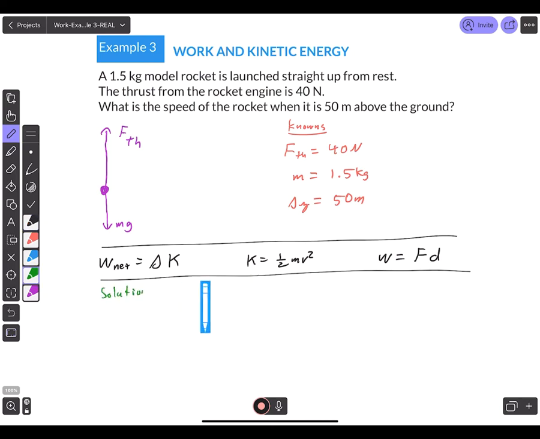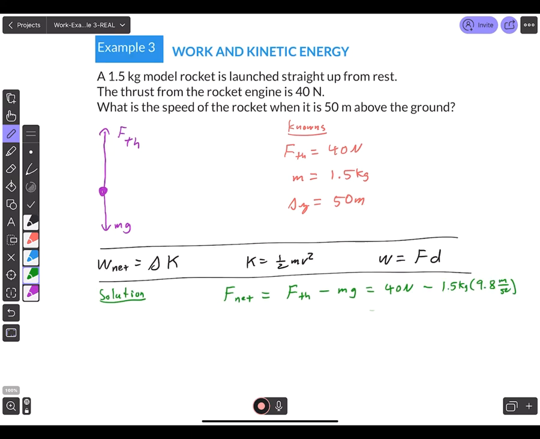So our solution is, let's start by first calculating the net force. The net force is going to be the sum of the two forces on it, right? So we're going to have the force of the thrust upwards minus the force of gravity downwards. And so the force upwards we saw is 40 newtons, and the force downwards due to gravity is 1.5 kilograms times good old 9.8 meters per second squared. And when I work all that out, I get about 25.3 newtons.